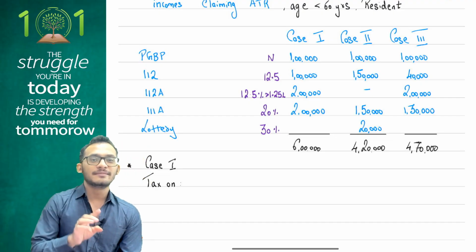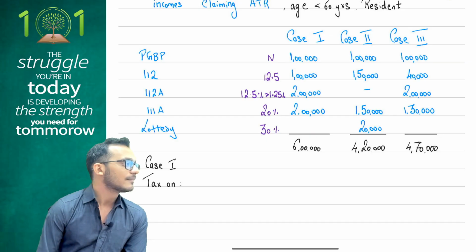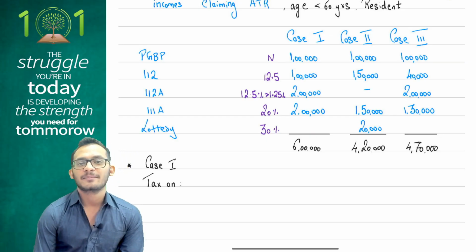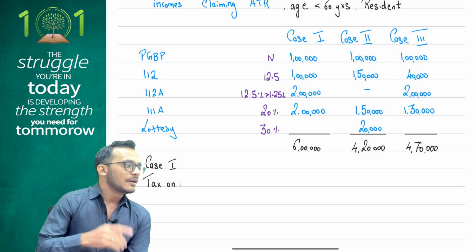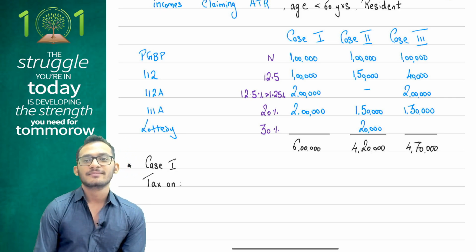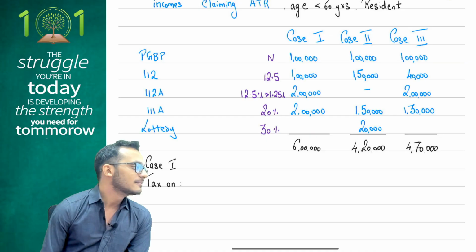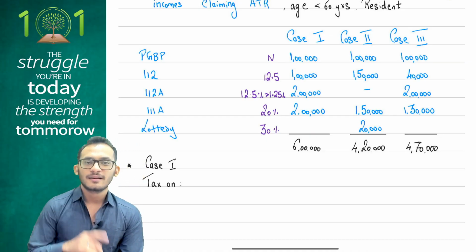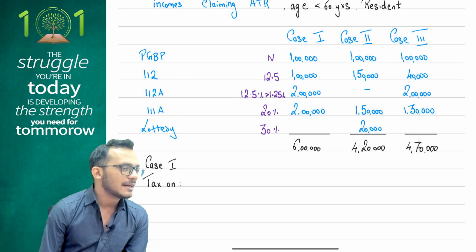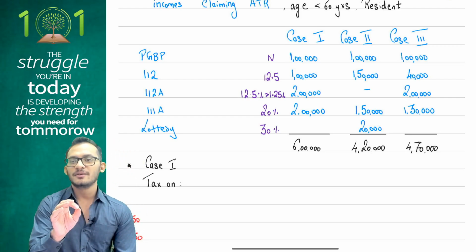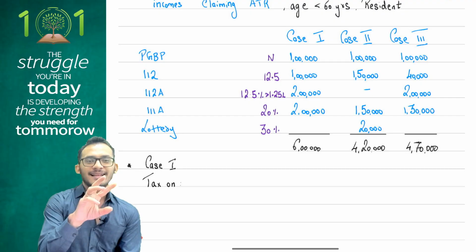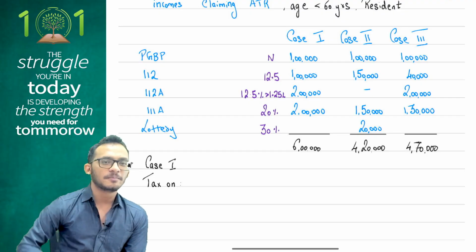Slab rate is defined in Finance Act. Normal income is being taxed in Finance Act. Slab priority goes to normal income. Yes or no? Yes. Now people, slab has not used the normal income properly.